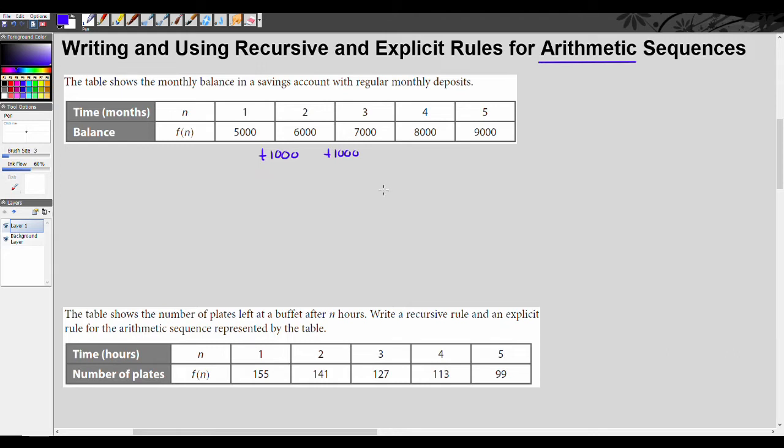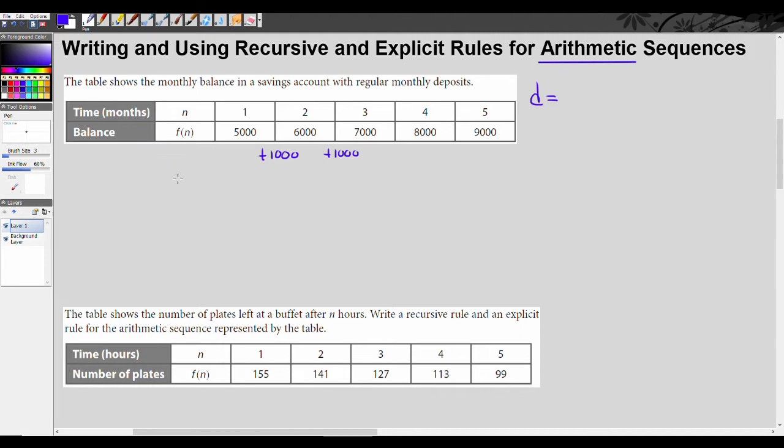Now your common difference could be a fraction, it could be a decimal, it could be a whole number, and it could be a negative number. And so the common difference is represented by the variable d for common difference. Okay, so whenever you have a common difference, you have an arithmetic sequence, and we can write recursive and explicit rules to explain or to represent that sequence.